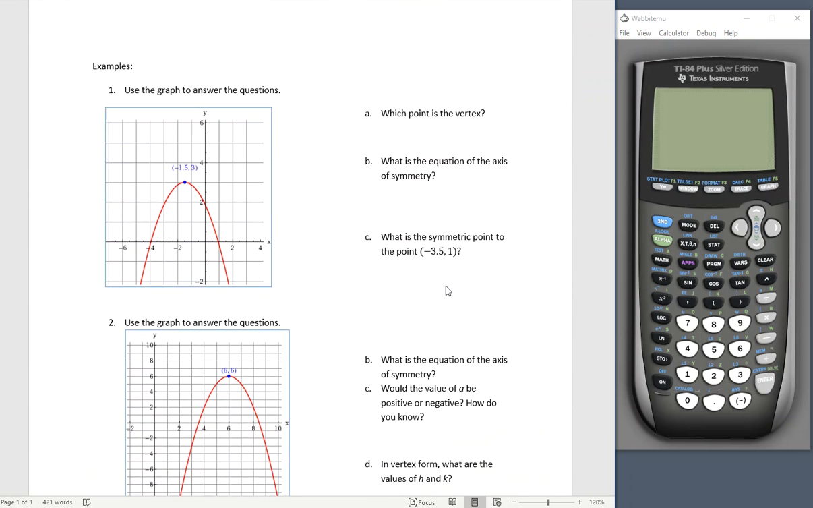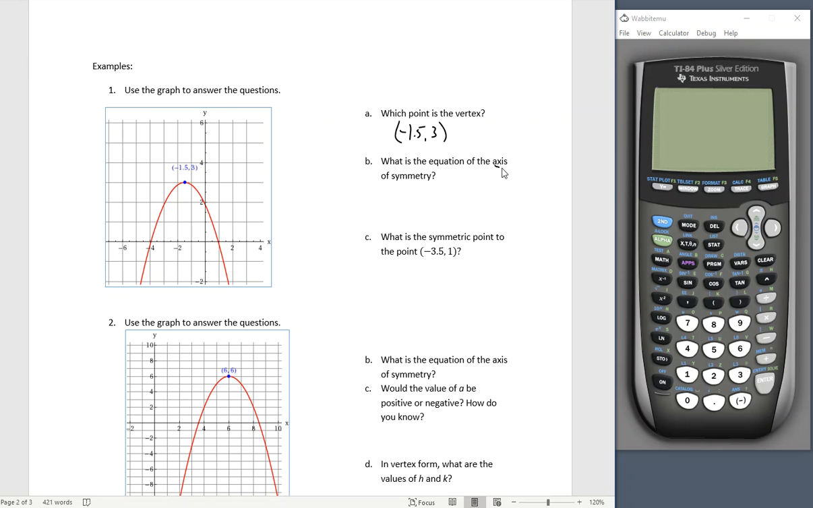Okay, so let's use this graph to answer some questions, see what we have here in dealing with quadratics. First of all, which point is the vertex? And this one's kind of nice because it's labeled for us. Negative 1.5, comma 3 is the vertex.